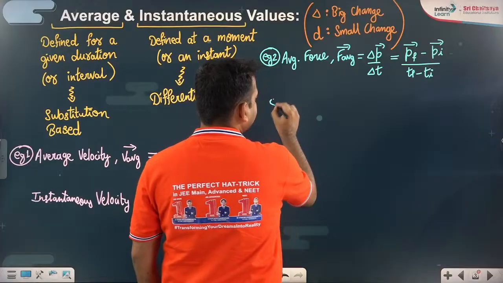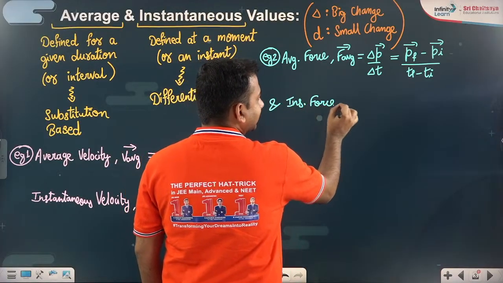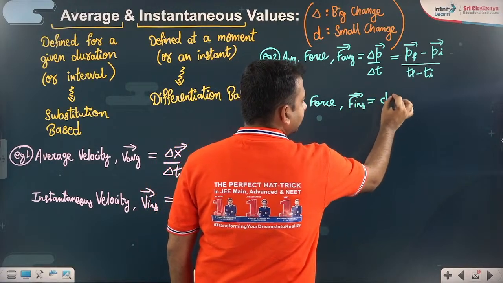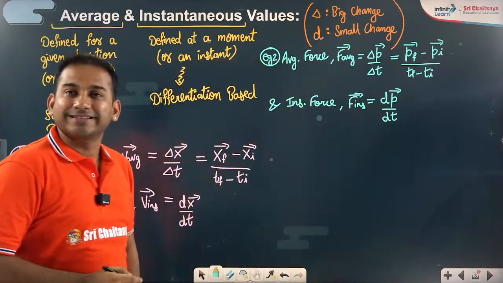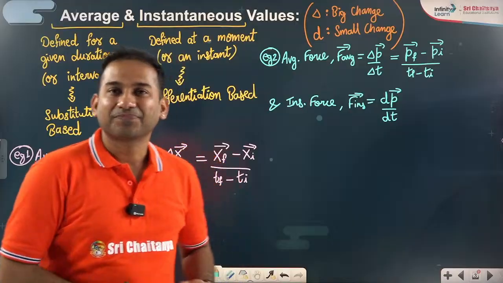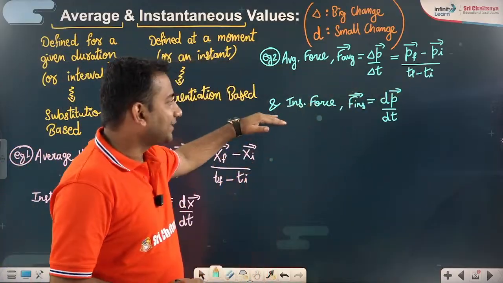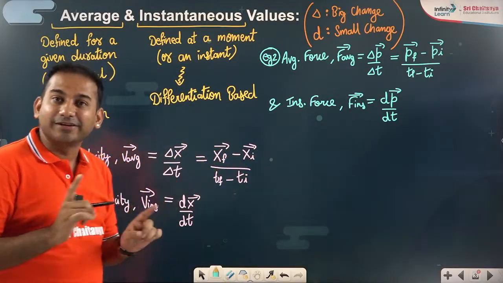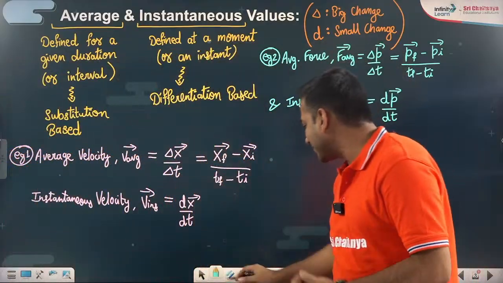Whereas if they are asking you instantaneous force, then this instantaneous force will be given by dp vector by dt. So what you are going to do here is differentiation. All right. Average values are based on substitution. Instantaneous values are based on differentiation. And this is not only limited or restricted to kinematics. It will keep coming in each and every chapter almost.